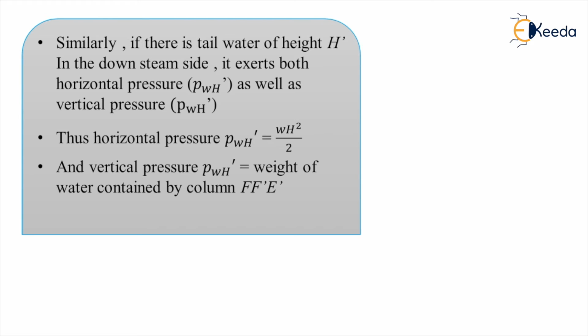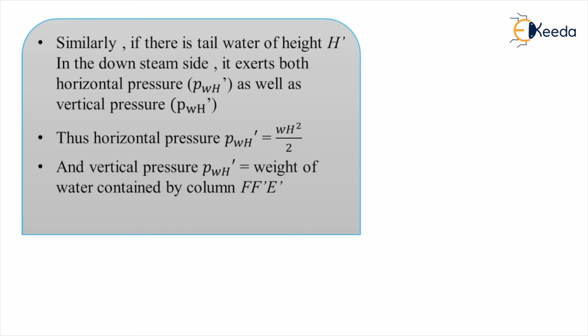Similarly, this water again exerts pressure on the downstream side. So again we have to resolve this into horizontal and vertical components, using the same formula. Horizontal pressure P is equal to gamma H bar, that is half into base into height. So half, the base is gamma H dash, and into H dash. H dash is nothing but the height of the water.